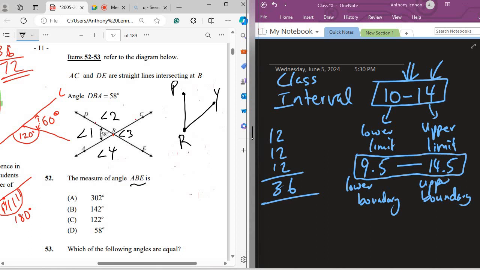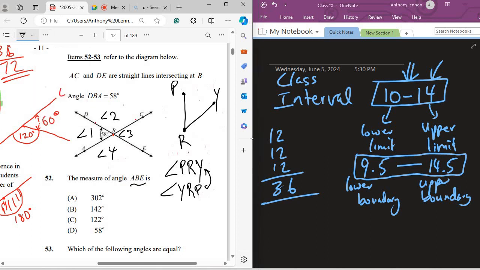So we start at the end of the lines, and then go to the vertex. The vertex is where the two straight lines meet. We call it a vertex. So R is a vertex. So we start from P, so we can say angle PRY. Okay? We start from an endpoint, go to the vertex where the two straight lines meet, and then go to the other endpoint. So we can also start at angle Y, then go to the vertex R, and then to P. These two angles are basically the same thing, right? They're the same angle, in other words.